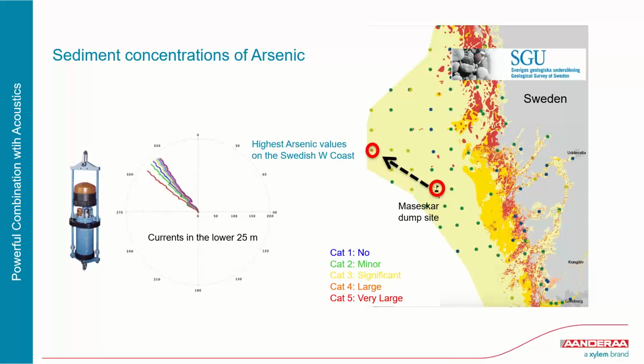And then we started to look into the currents in the lower 25 meters here, which you can see on the progressive vector diagram to the left. There you can see that the prevailing currents here are towards the northwest, which is straight downstream from the dump sites. So we are quite sure that trawling in this area is not a good idea, and we try to communicate this to the authorities to get them to take measures so that trawlers can avoid these areas.